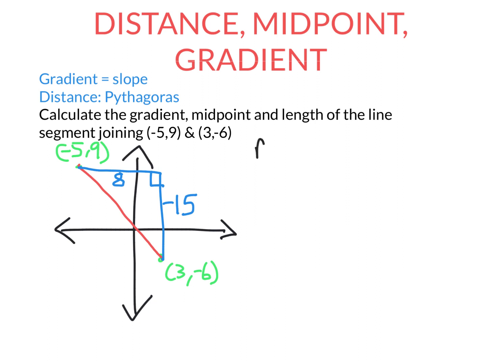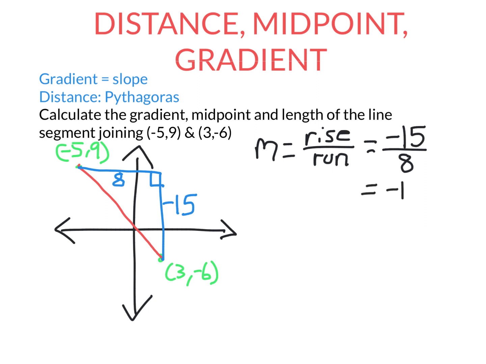So m, little m, which means the gradient, is the rise over the run. It tells you how far you've gone up or down divided by how far you've gone across. It's the change in y over change in x. So the rise here is -15. Negative rise because we went down. And the run here is +8. So if you want to write that as a decimal, it's -1.875. That's the gradient. So it's negative because we went right and then down.